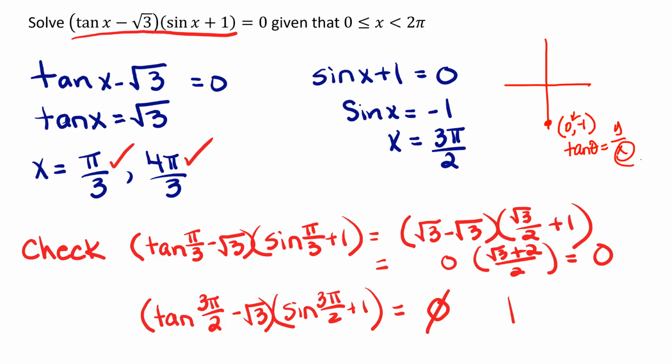So because you can't put 3 pi over 2 into the original equation for x, it cannot be a solution. Even though it works with the sine x part, it doesn't work with the tangent x part. The tangent x part would be undefined, and so it doesn't equal 0. You just can't put it in there. You can't take the tangent of 3 pi over 2. So that is not a solution.